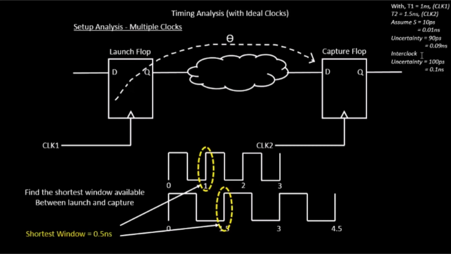And then finally you have your interclock uncertainty and so on. So the condition becomes: your theta should be less than your setup shortest window, which is 0.5 nanosecond, minus setup uncertainty, which is 10 picosecond, minus setup time, which is 10 picosecond, minus interclock uncertainty. There are two sets of uncertainties that we define: one is the same clock uncertainty, and one is the interclock uncertainty. The interclock uncertainty has been kept as 0.1 nanosecond.